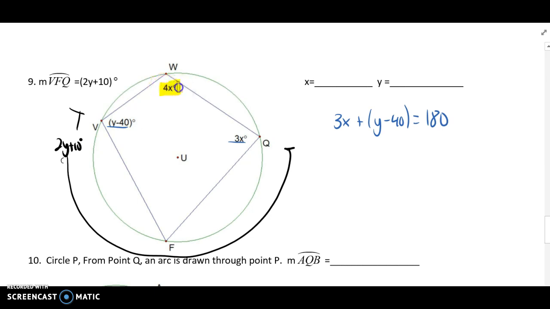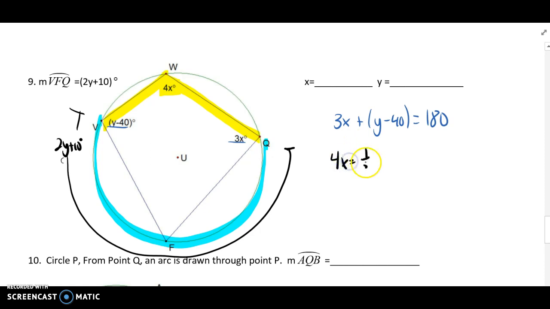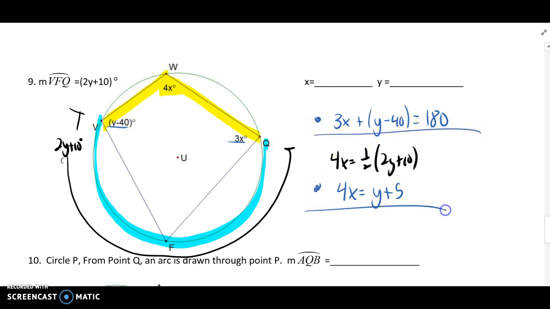The other thing we know is that this inscribed angle 4x is going to be 1/2 the corresponding arc angle. So we could say that 4x is 1/2 of 2y plus 10. Now if we simplify this, that gives us 4x equals y plus 5. Now you have two equations, two unknowns, so you can solve it with a system of equations, either elimination or substitution. You will be getting fraction answers. I'm not going to do all the algebra, but I will tell you that x equals 225 over 7 and y equals 865 over 7.